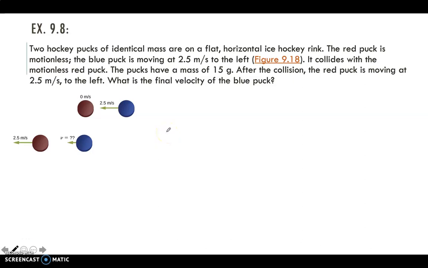We are going to go ahead and do another example, 9.8. It states two hockey pucks of identical mass are in a flat, horizontal ice hockey rink. The red puck is motionless.